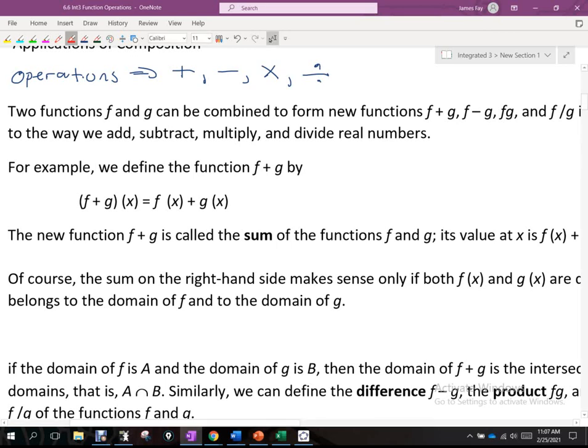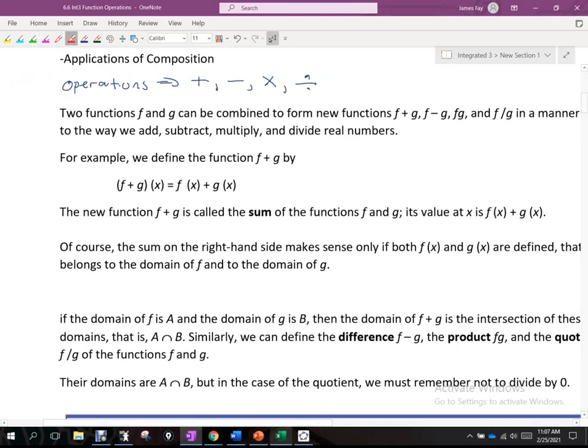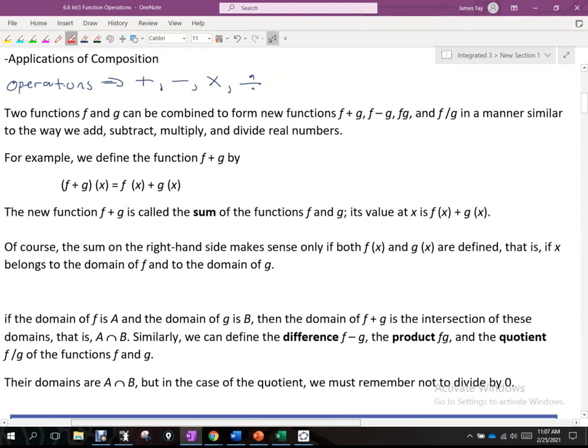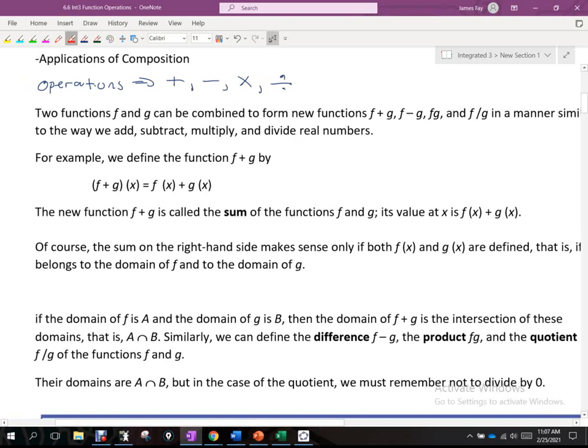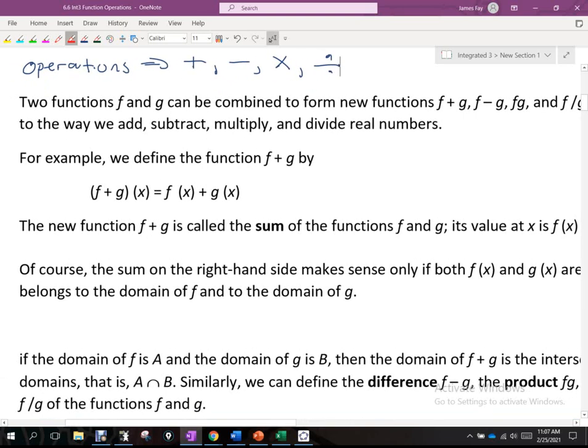If we look here, it says two functions, f and g, are combined to form new functions: f plus g, f minus g, f times g, f divided by g, and we can also do g divided by f, in a manner similar to the way that we add, subtract, multiply, and divide real numbers. So what this says is, for example, we define the function f plus g this way.